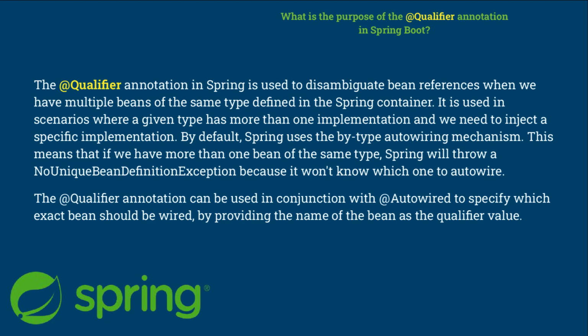This means that if we have more than one bean of the same type, Spring will throw a NoUniqueBeanDefinitionException because it won't know which one to autowire. The @Qualifier annotation can be used in conjunction with @Autowired to specify which exact bean should be wired, by providing the name of the bean as the qualifier value.